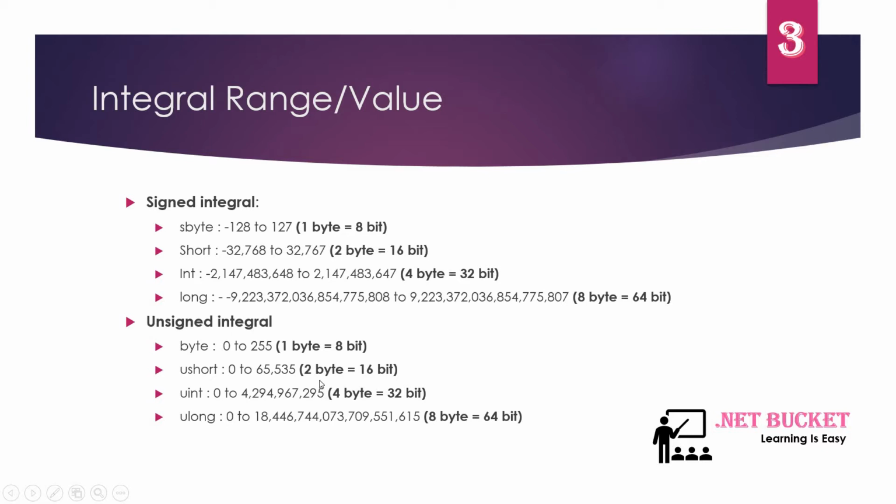Similarly, unsigned short is 2 bytes, which is 16 bit. So the range will be 0 to 2 to the power 16 minus 1. 2 to the power 16 is 65,536, minus 1, which is 65,535.